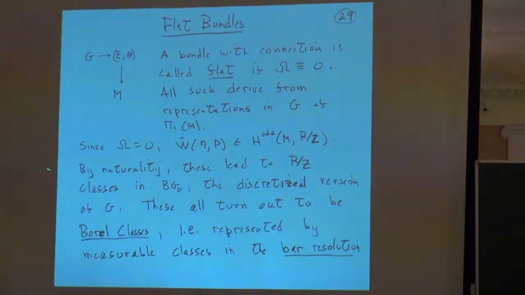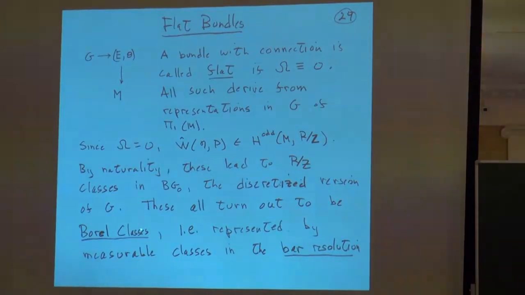And by naturality, these lead to R mod Z classes in the classifying space of G delta. So think of G as a discrete group, not as a Lie group anymore. Forget that it's a Lie group. Just think of it as a group. Groups have classifying spaces. And so these things all lead to R mod Z classes in the discretized version of G. And why do you get classes in the odd homology of R mod Z? Go back to that line, omega 0, then what? Odd, because they're all odd classes, because it's one dimension less than the form. Oh, it's omega hat, yeah. Okay. They're all odd classes there.